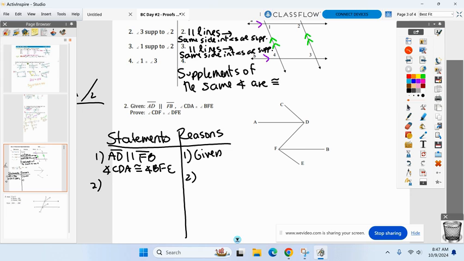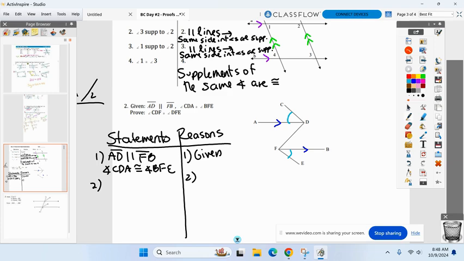Should have arrows on AD and FB. And also marking CDA congruent to BFE. Hopefully you can identify where those angles are. Does everyone see the angles I need to get congruent? Identify those too. Don't mark them, but make sure you can locate the 2 angles I need congruent here at the end of this proof.